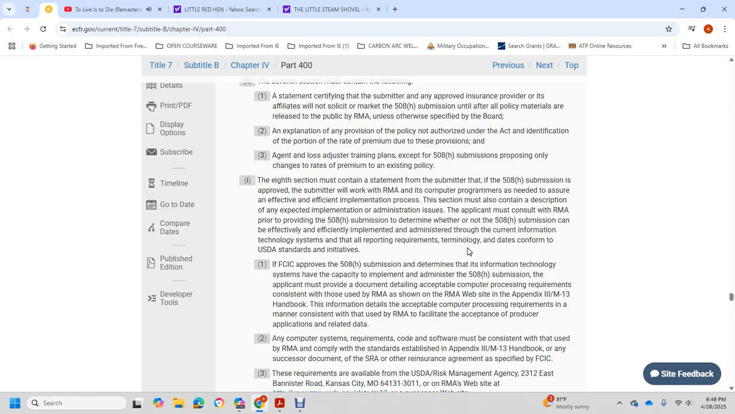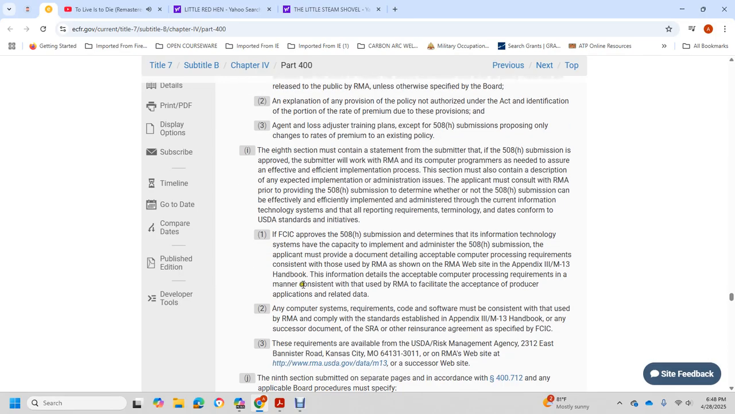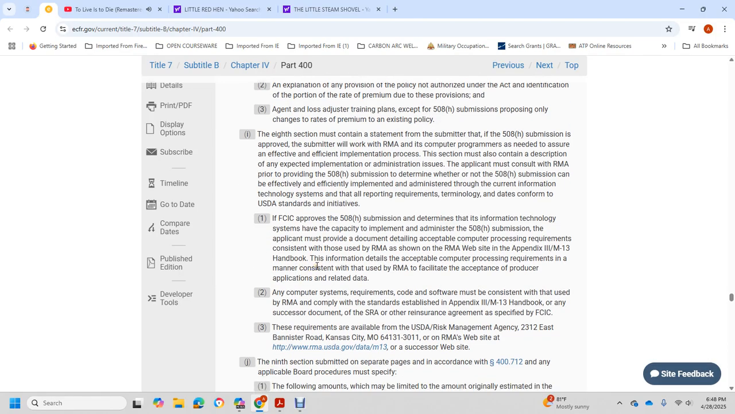with the RMA, with the facility with the acceptance with the producer applicant with the related data, any computer system requirement of the code with the software consistent with the RMA, comply with the step with the Appendix 3 of the M13 handbook and any of the accessory document, SRA, with the other reinsurance agreement. This is for the Federal Crop Insurance Corporation.